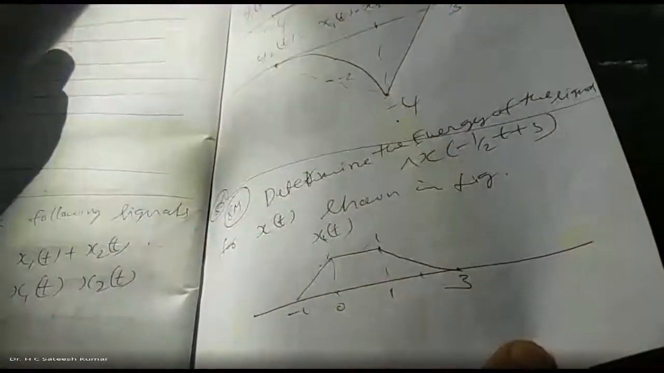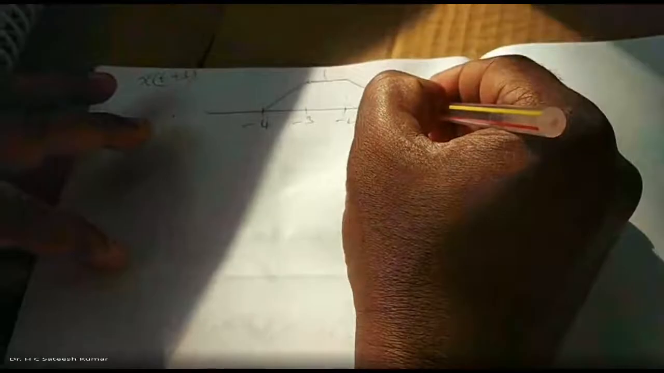And next is 1 minus 3 is minus 2, up to minus 2. 1 amplitude. And 3 minus 3 will be 0. X of t plus 3, this we should do. Okay, right? So this is your x of t plus 3.